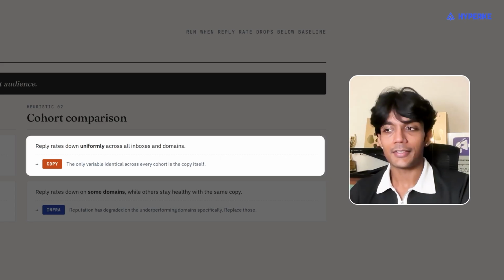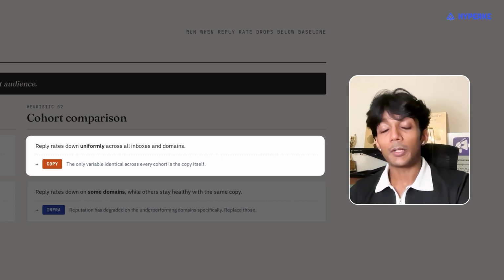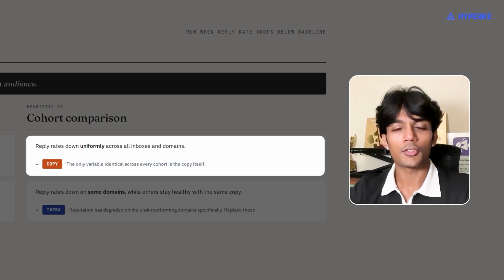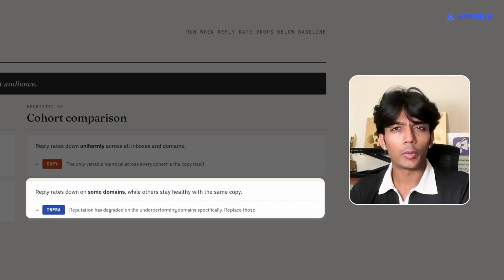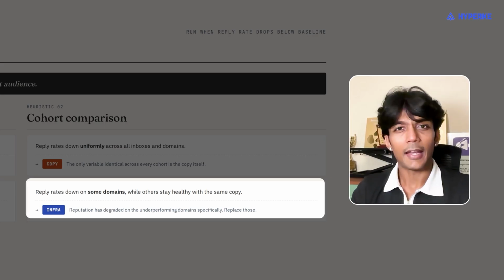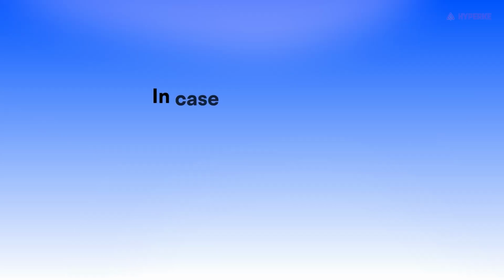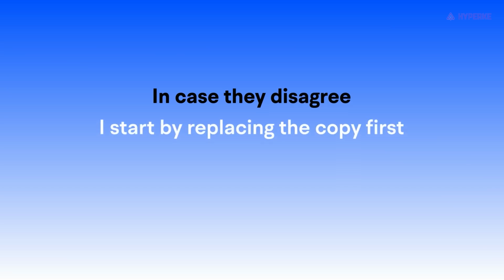The second heuristic is comparing in cohorts. So if your reply rates are down uniformly across all your inboxes and domains, that is likely caused by your copy. But if the reply rates are down only on some domains while others stay healthy, that is a clear indication that it is just those domains which are underperforming, which need to be replaced. Now, in most cases, you'll see both of the heuristics will agree and point to either copy or infrastructure. In case they disagree, I start by replacing the copy first because buying new domains is expensive and it takes time. So there you have it, 14 lessons from managing deliverability over half a decade.